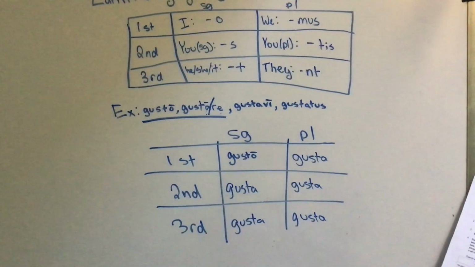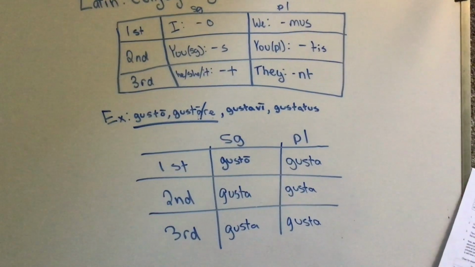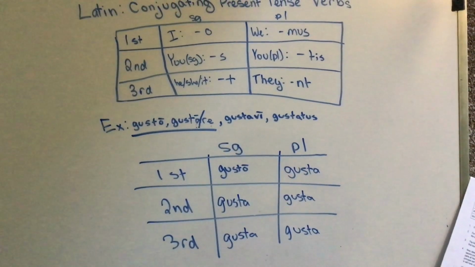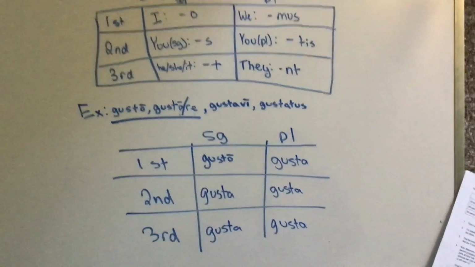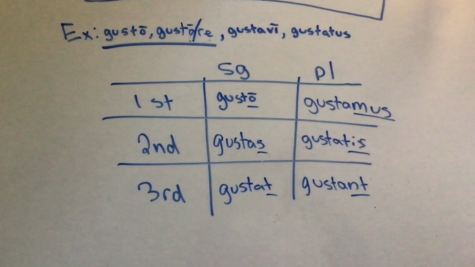After writing the bases, then you still have to add the Latin endings. So we would add o, s, t, mus, tis, and nt to the bases we already written. You've officially conjugated this verb.